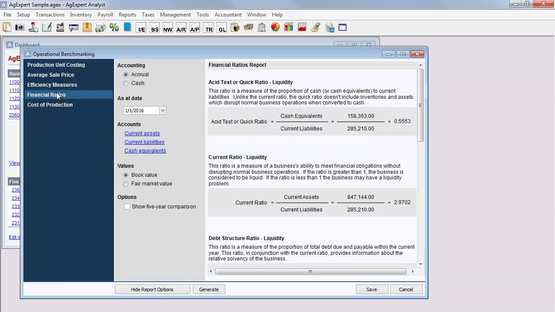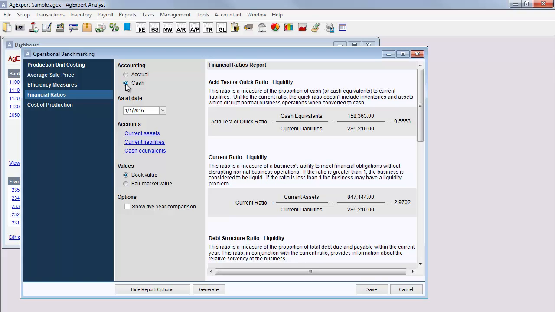Specify the options for your report from the Options panel. First, choose your accounting method. Your options include cash or accrual. This choice is generally the same choice you would make when producing your income and expense statement.